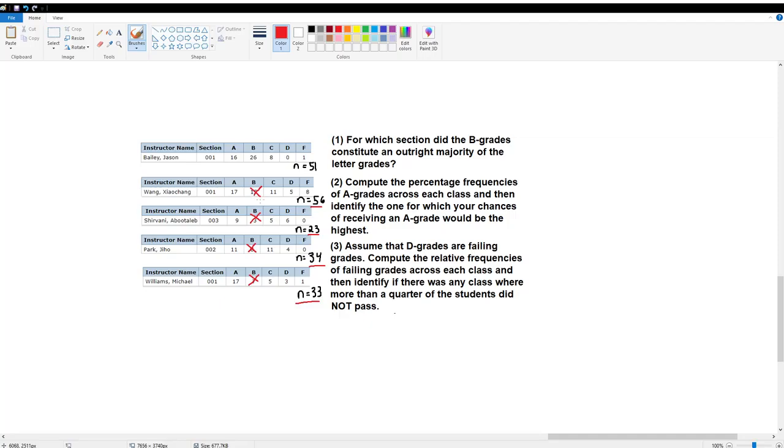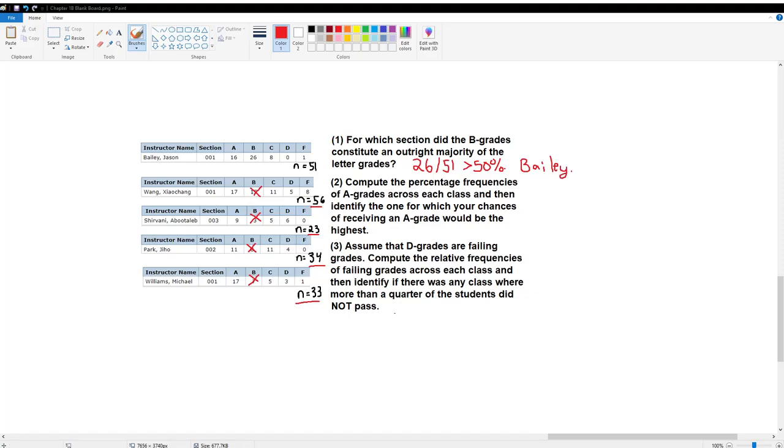That's not enough. On the other hand, for our final section at the top, half plus 1 would be 26. That is 26 out of 51. That is a majority. And so therefore, it will be me for this one.